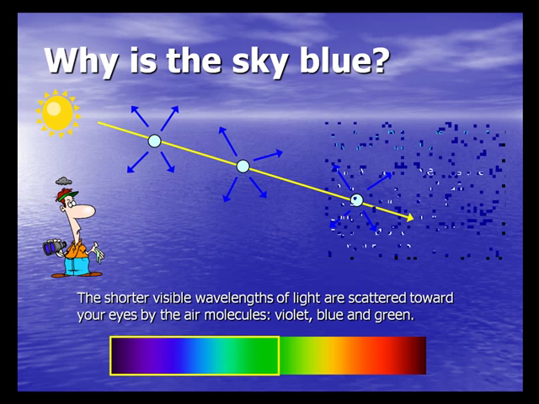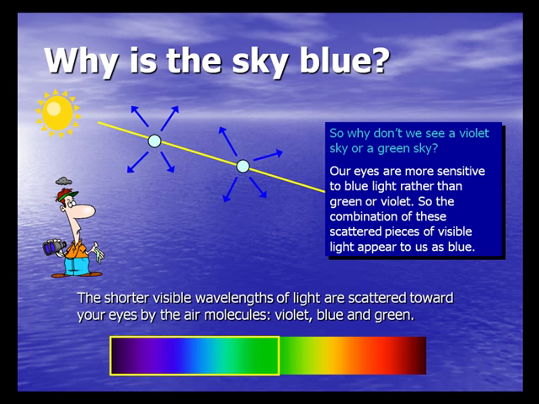However, if this is the case, why don't we have green or purple skies? The answer lies with how our eyes work. Our eyes are more sensitive to blue light as opposed to green or violet. Therefore, the combination of these scattered pieces of visible light appear to us as blue.